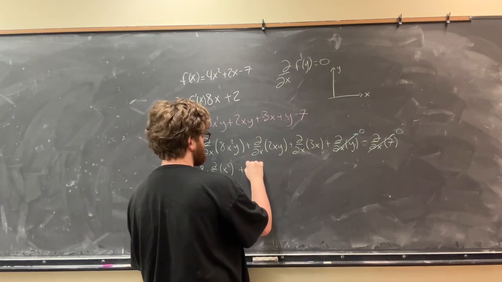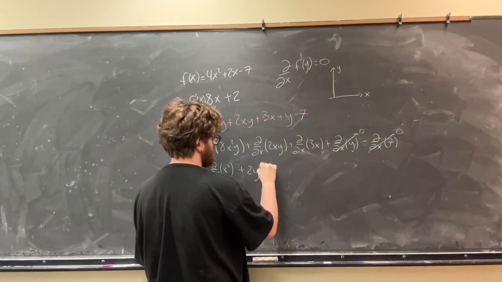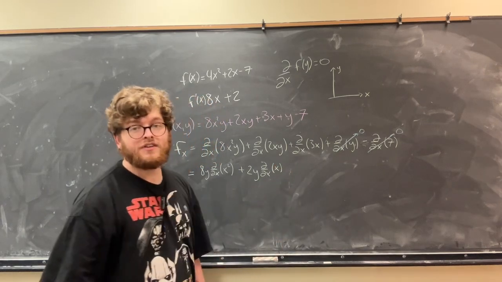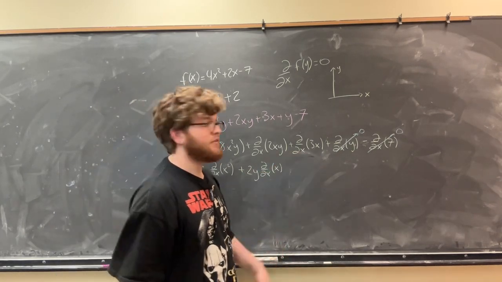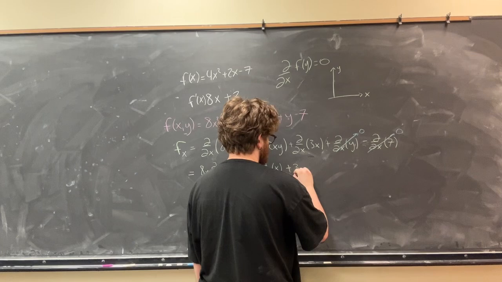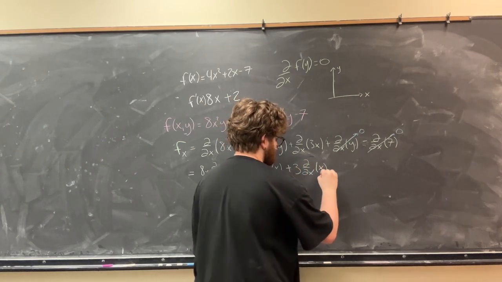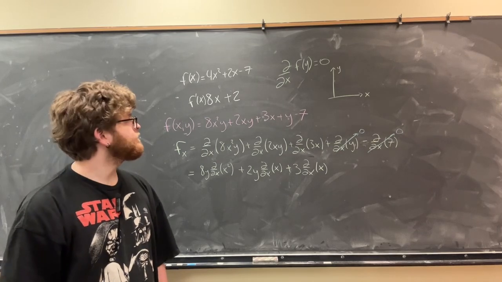Likewise, we can bring this 2y out, and left with just x. And here we can bring the 3 out, and we're left with just the x.